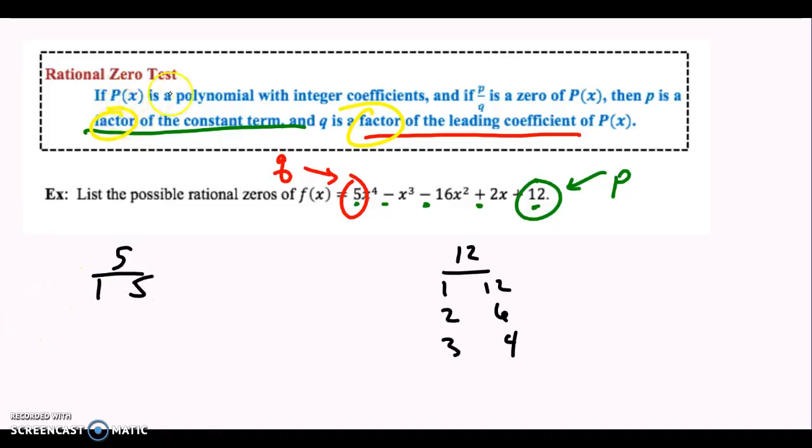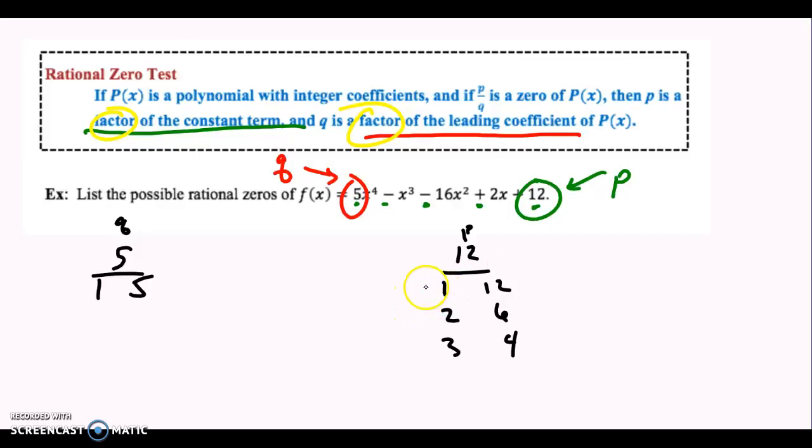So what the rational zero test is saying is that p over q is a zero of the polynomial, which means that if I take the p and I take my q and I divide them, I will be able to get possible rational zeros. Mr. Lakin, what are you talking about? Bear with me here for a second. It's actually a lot easier than I'm making it right now.